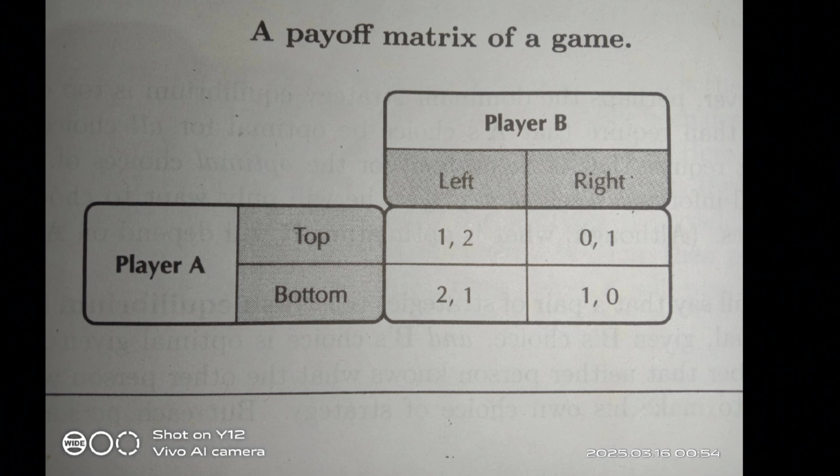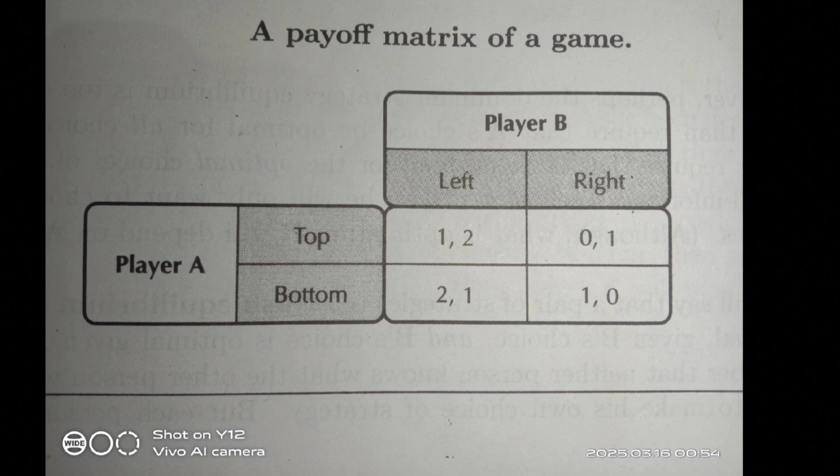Please look at the table. Let there be two people who are playing a simple game. Player A will write one of two words on a piece of paper, that is top or bottom. Simultaneously, player B will independently write left or right on a piece of paper. After they do this, the papers will be examined and they will each get the payoff depicted in the table.